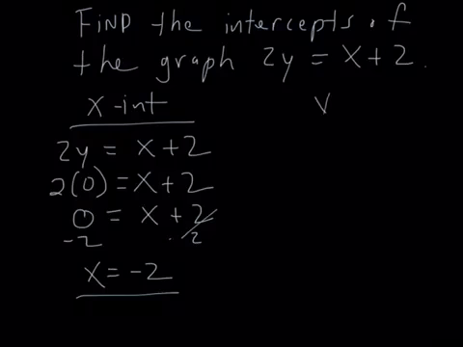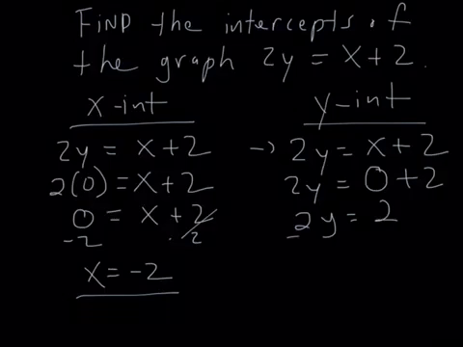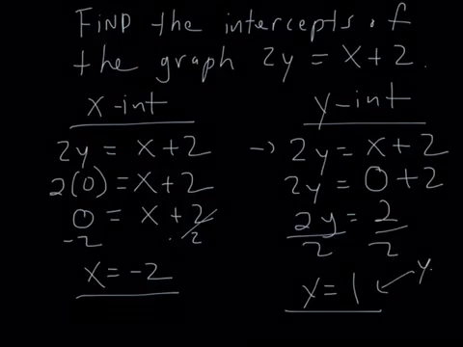Similarly, to find the y-intercept, I'm going to substitute 0 for x. So I've rewritten the equation. I have 2y equals, substituting 0 for x, so I'll get 2y equals 2. And solve. y equals 1. This is my y-intercept, because x is equal to 0. So I know that I'm going to cross the y-axis because x is equal to 0 along the y-axis.